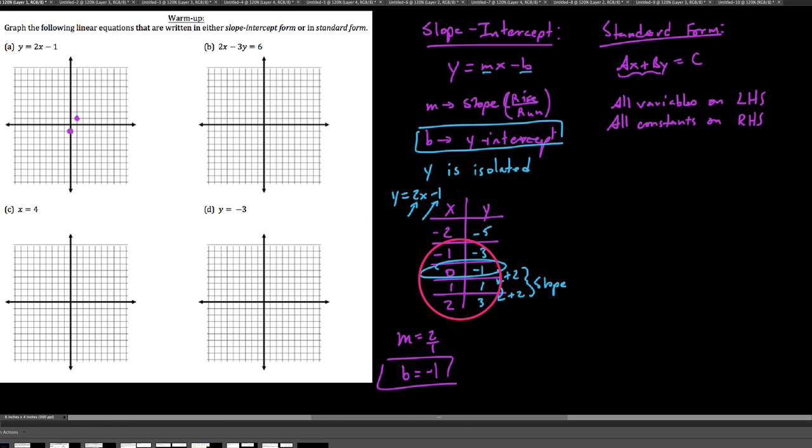You can see that the point 1, 1 is certainly on this line. And if we were to rise another 2 and run another 1, you can see that this is the point 2, 3. And so this is our 2, 3 solution pair.